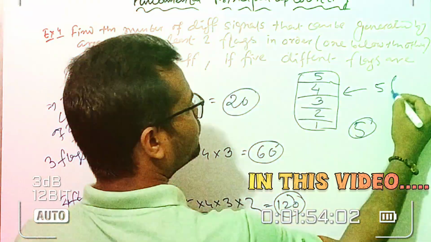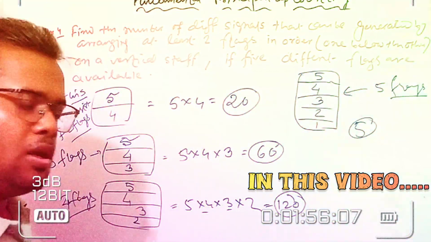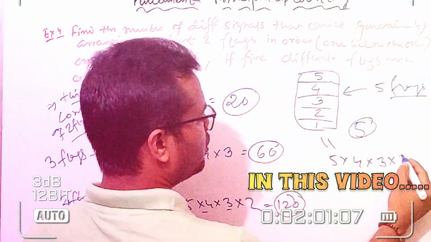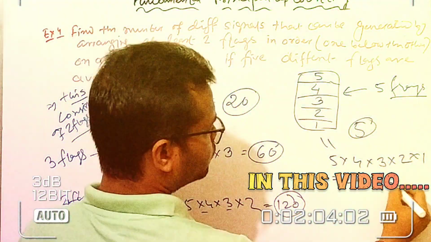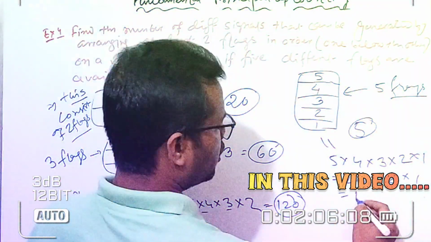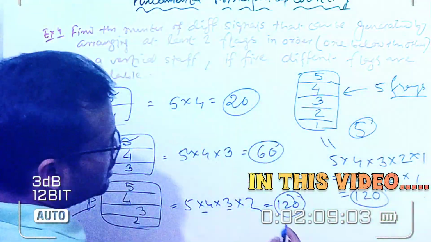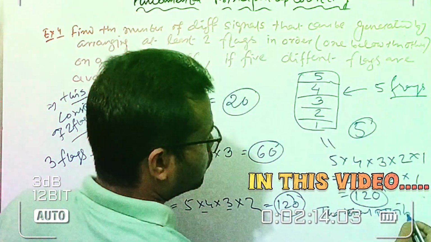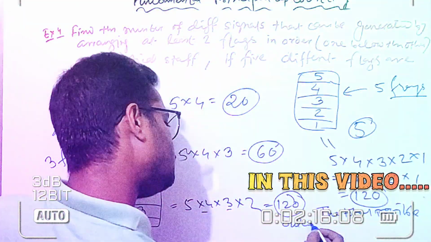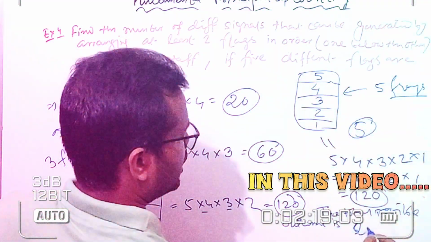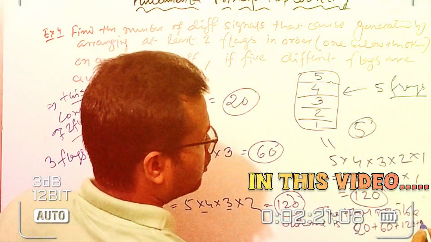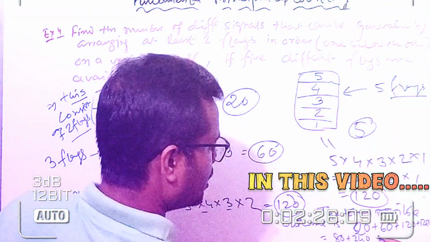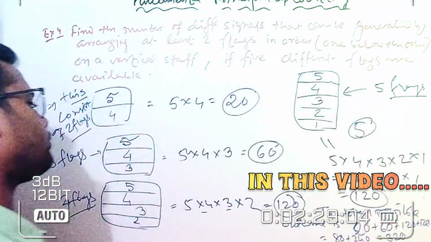So there are 5 flags to generate this signal. So the possible outcome is 5 into 4 into 3 into 2 into 1. That means 20 into 6 into 1. That means 120. So the total possible outcome is 20 plus 60 plus 120 plus 120, equal to 80 plus 240. That means 320. Okay. Clear?